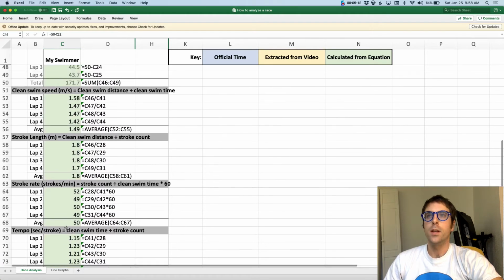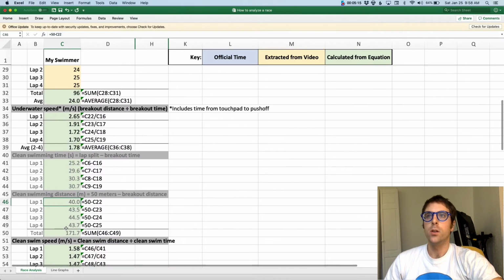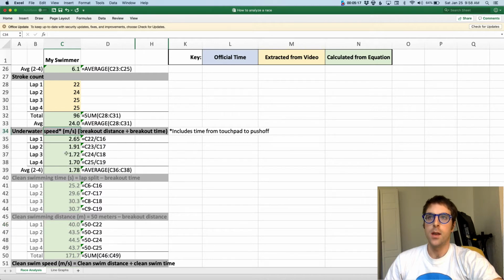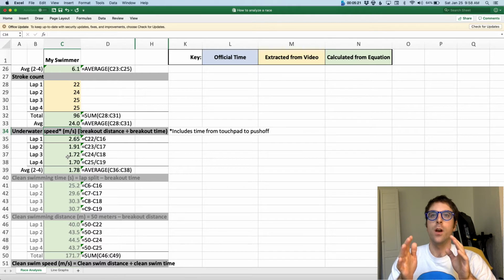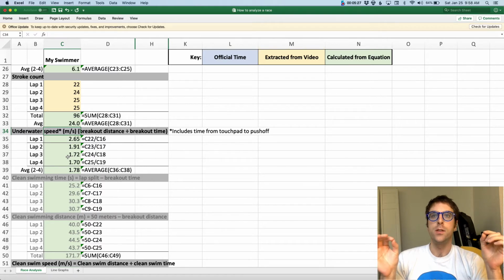The one thing that I should mention is that when you're looking at the underwater speed, at least the way that I did it, I'm timing it from the touchpad to the breakout. And so that includes the time from the touchpad to the push-off. Ideally, I would just be looking at push-off to head surfacing, breakout, but the video is not clear enough to be able to see when that happens, and it's also happening pretty quickly.